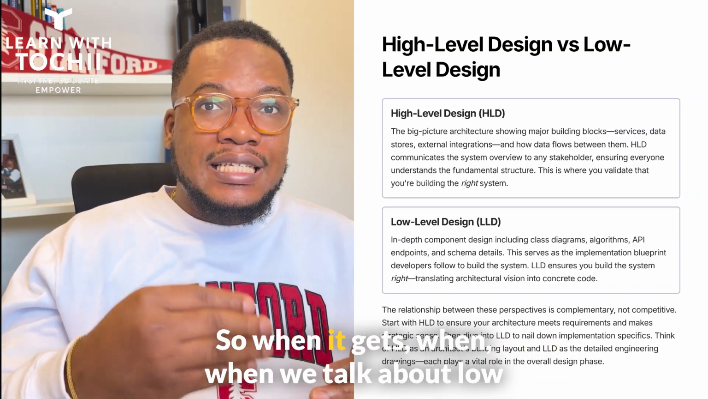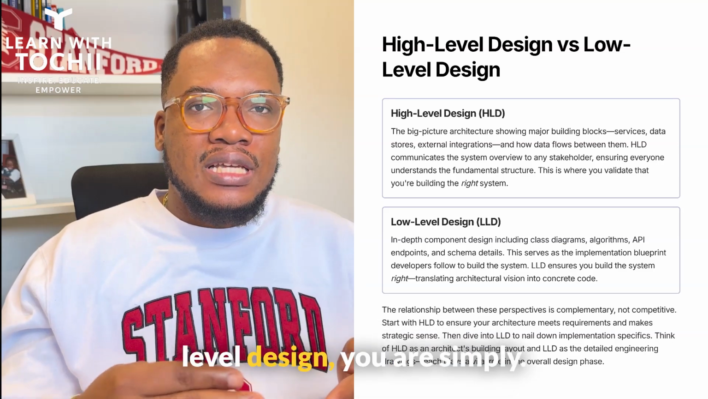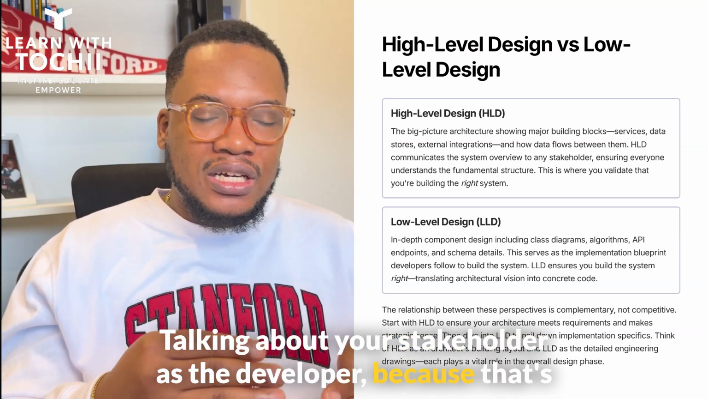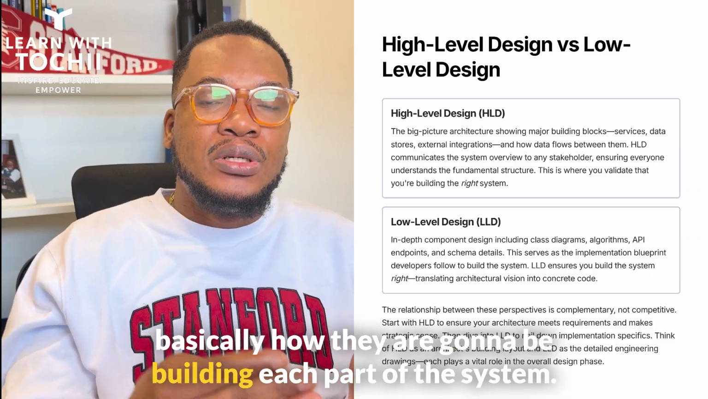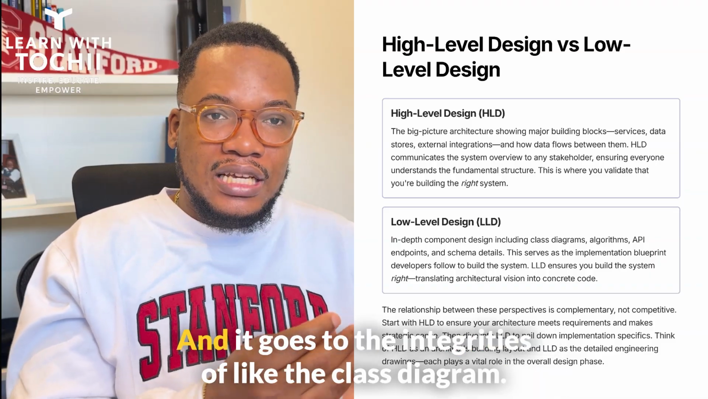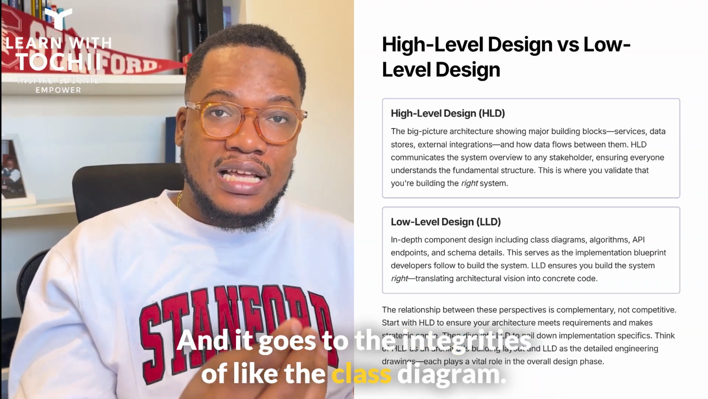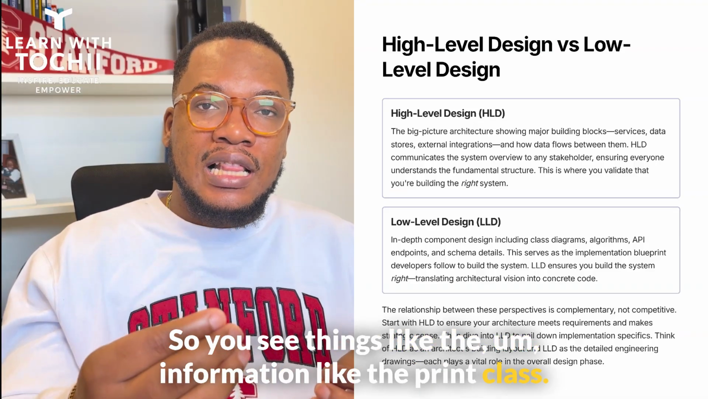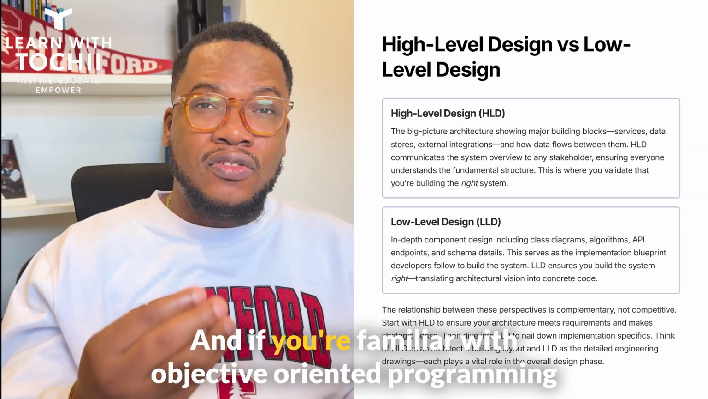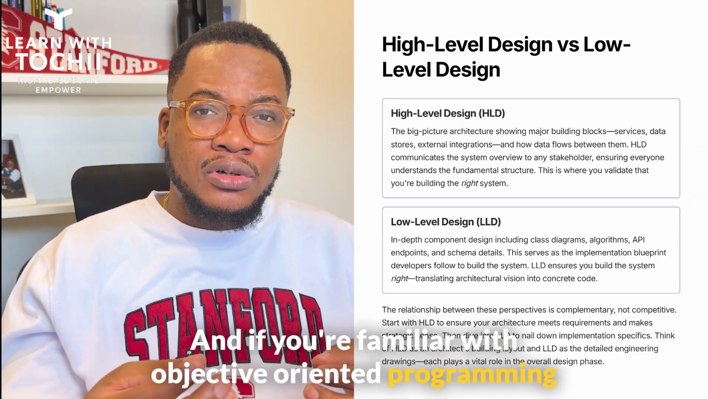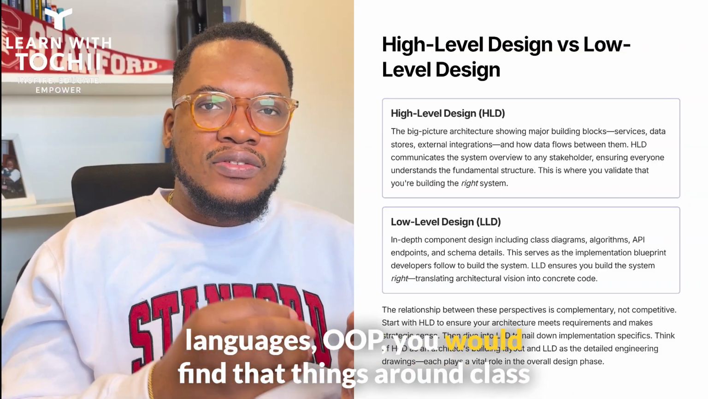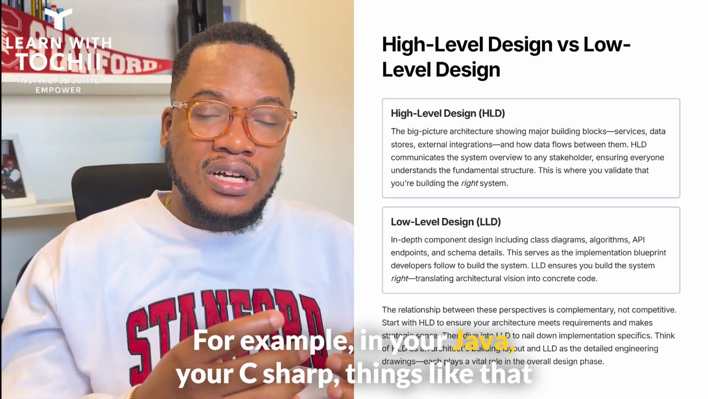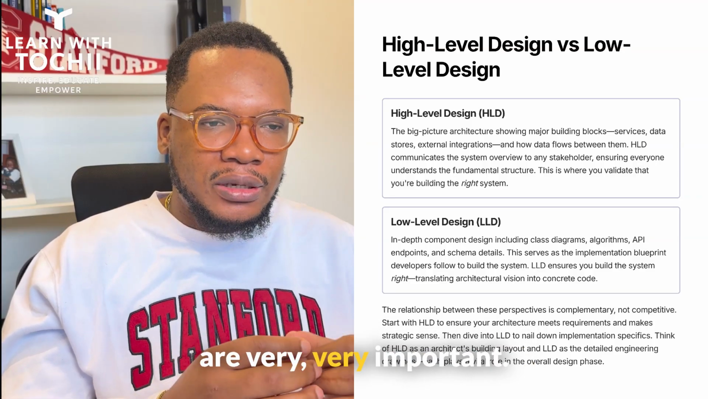So when we talk about low level design, you're talking about your stakeholder as the developer, because that's basically how they are going to be building each part of the system. And it goes to the nitty-gritty of the class diagram. So you see information like the parent class, the children class. And if you're familiar with object-oriented programming languages, OOP, you would find that class diagrams are very important. For example, in Java, C Sharp, things like that.